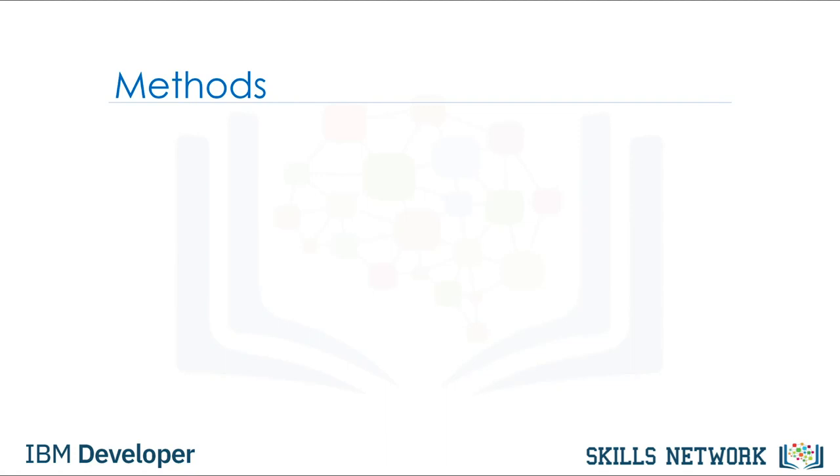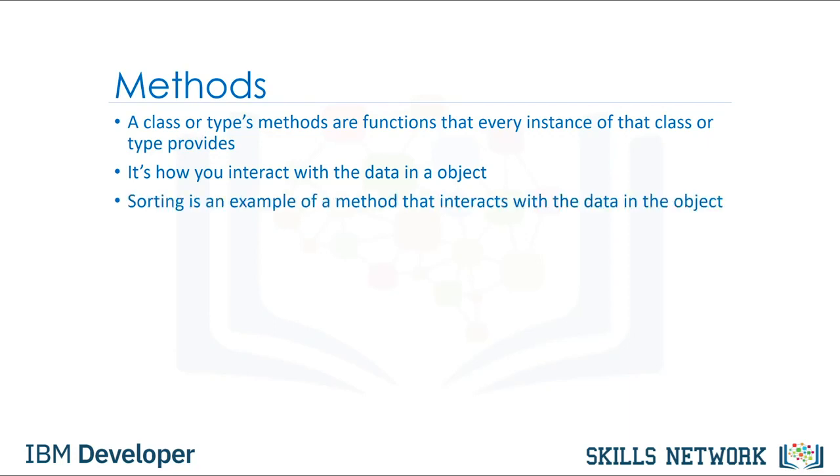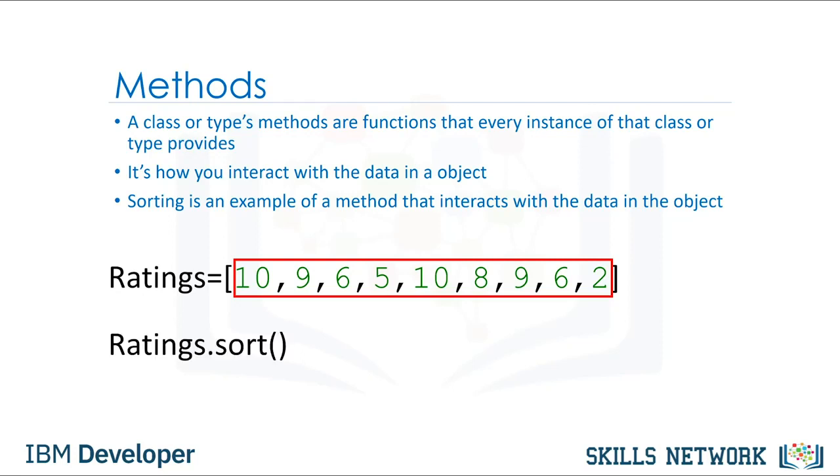A class or type's methods are functions that every instance of that class or type provides. It's how you interact with the object. We have been using methods all this time, for example, on lists. Sorting is an example of a method that interacts with the data in the object. Consider the list ratings. The data is a series of numbers contained within the list. The method sort will change the data within the object.